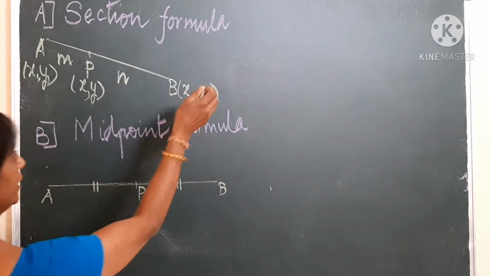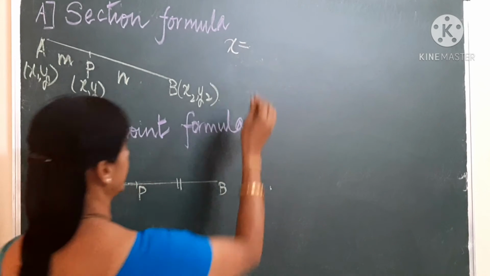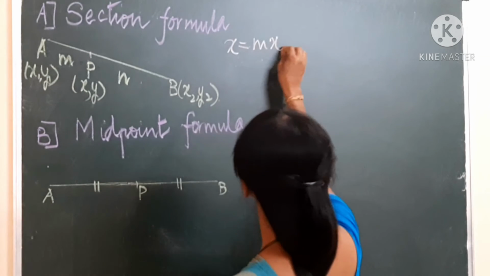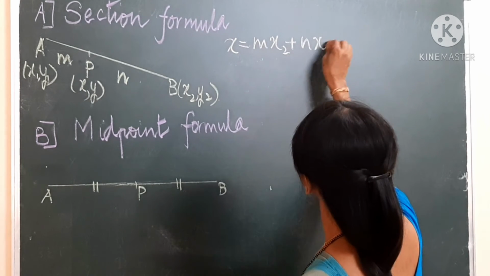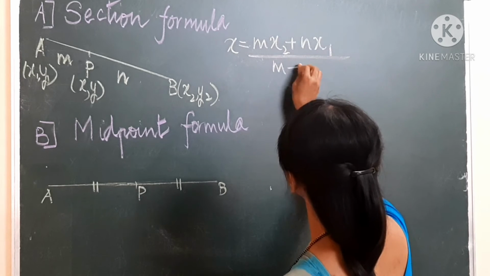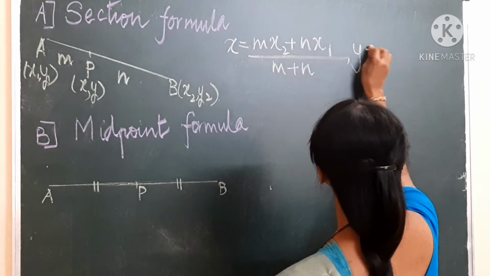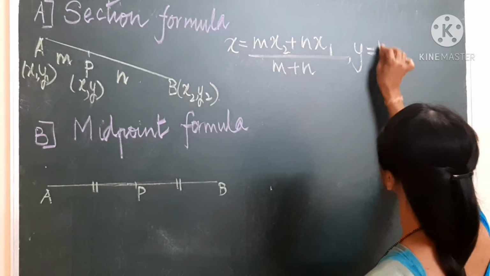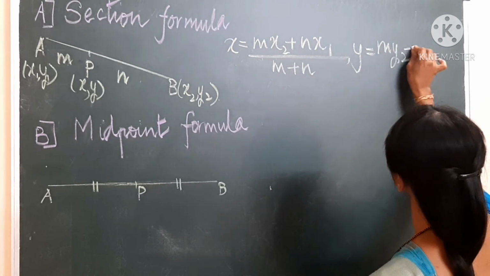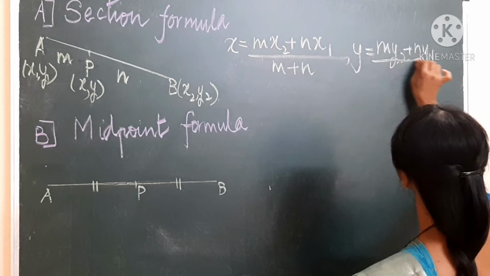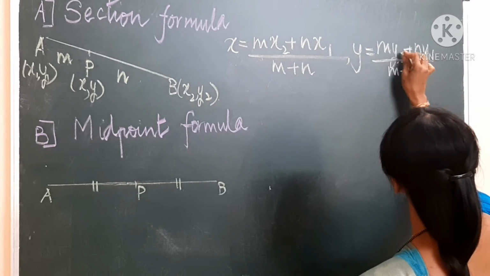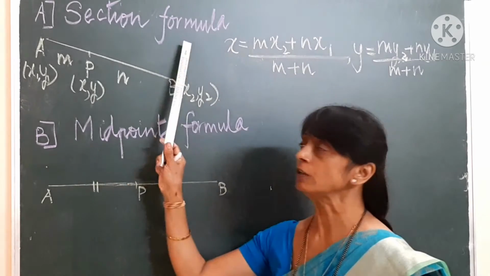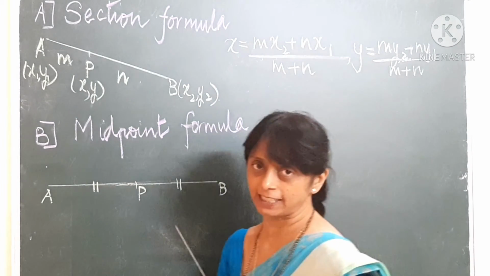So, the x coordinate is calculated by using the section formula as mx2 plus nx1 upon m plus n, and the coordinate of y with the formula my2 plus ny1 upon m plus n. This, as we have seen, was the section formula. Now let's take a special case, children.